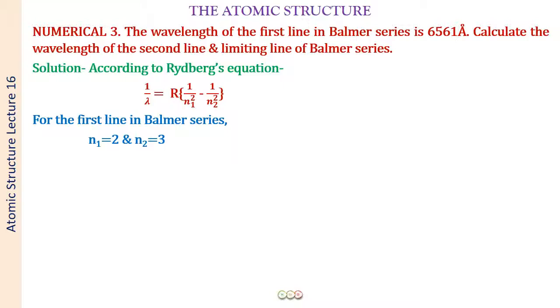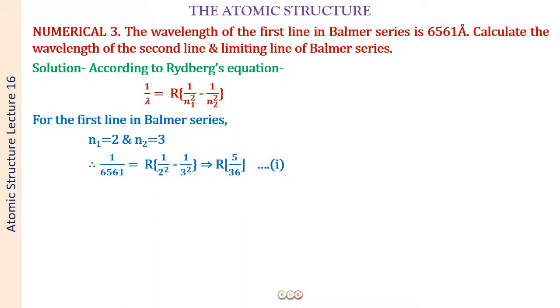First line means the line of lowest energy transition, the lowest frequency, the longest wavelength. So please do remember all this regarding the first line. So n1 is 2 and n2 is going to be n1 plus 1 for the first line of any series. Fine. So for the first line of the Bohr series, if n1 is 2, then n2 has to be 3. Now it is simple putting of the values.